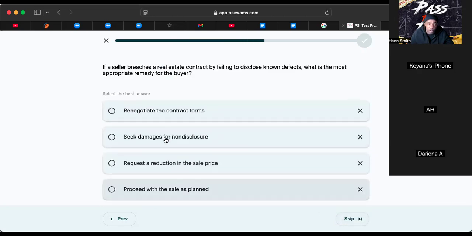Let's answer one more. All right. If a seller breaches a real estate contract by failing to disclose known facts, what is the most appropriate remedy for the buyer? 1, renegotiate contract terms. 2, seek damages for non-disclosure. 3, request a reduction in the sales price. 4, proceed with the seller's plan. I'm going to get rid of 4. I'm not going to proceed with the seller's plan.